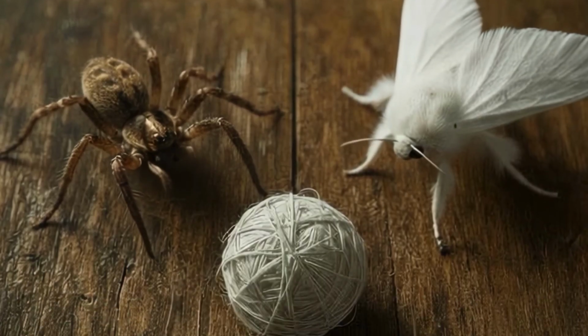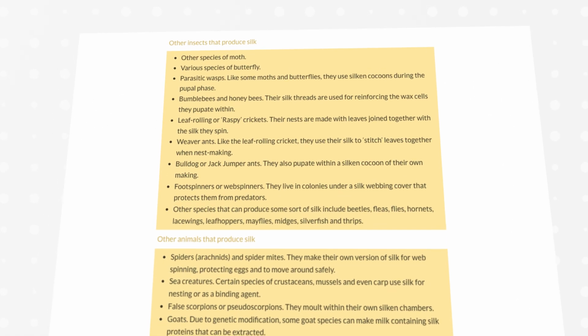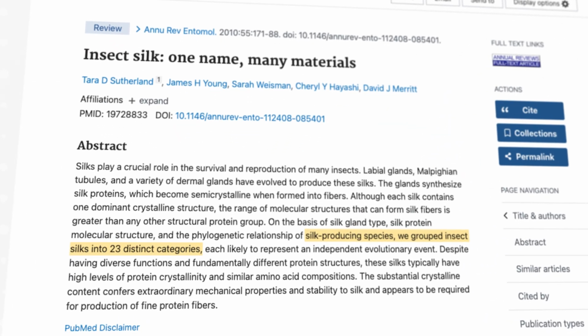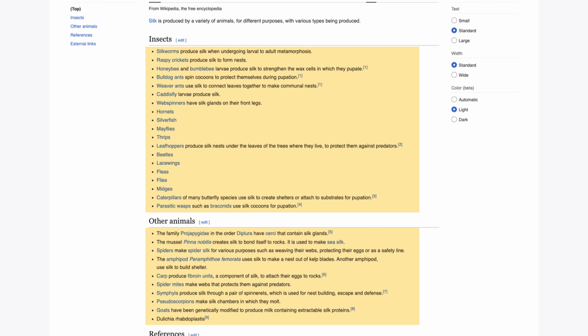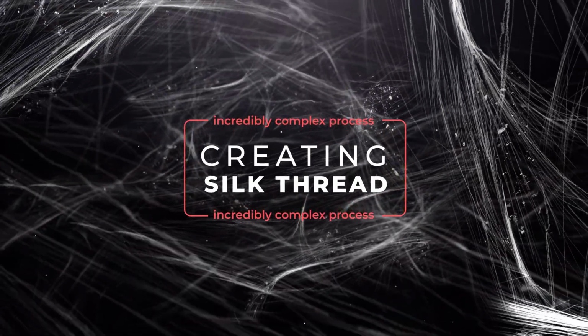I was quite impressed by the mechanism through which different species evolved to produce silk thread. This includes spiders, moths, bees and even ants. In total, 23 different types of animal produce silk thread. And this is despite the fact that creating thread is an incredibly complex process, regulated down to the second. Do you see what it looks like?